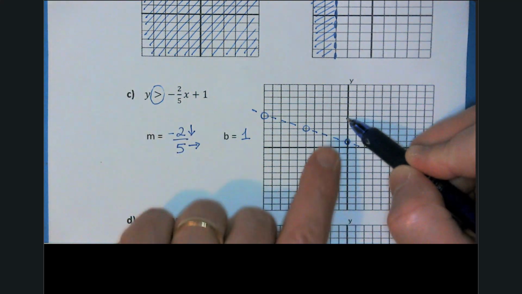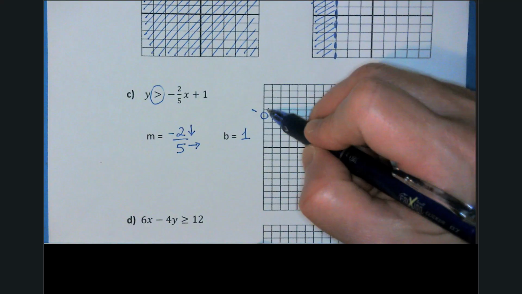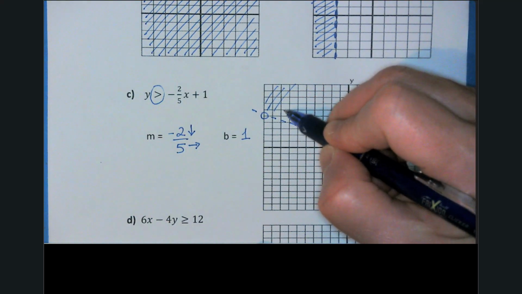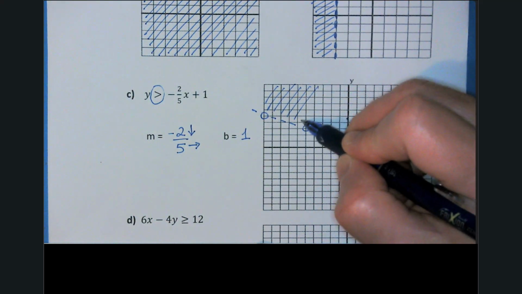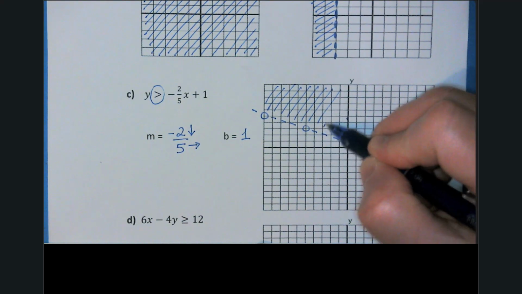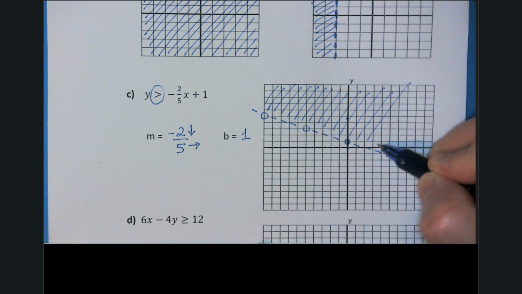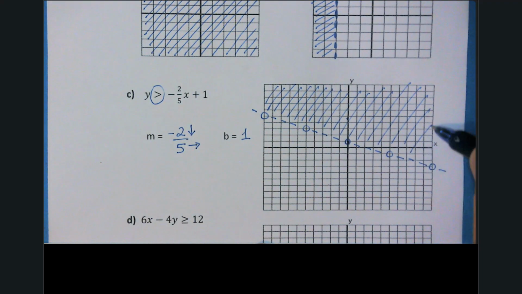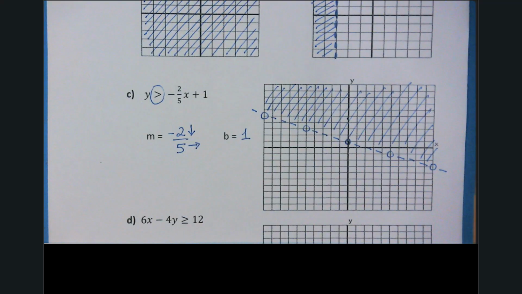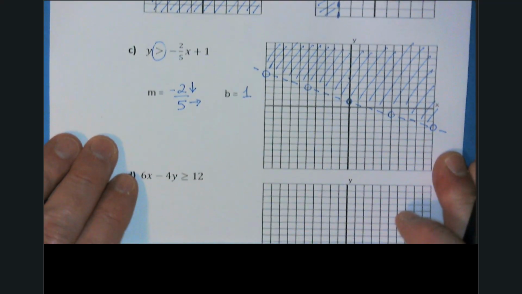That means my pencil lands on this side of the line, and that tells me this is where I'm going to shade my graph. So this is going to be my region or my solution set for this inequality. There we go. Very good. Let's go on to the next problem.